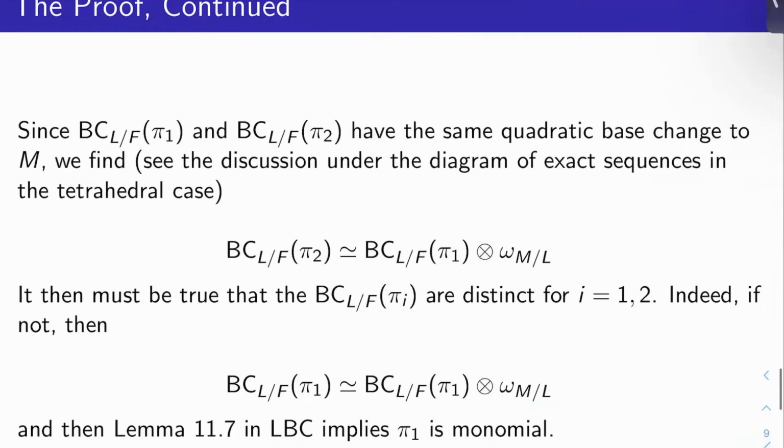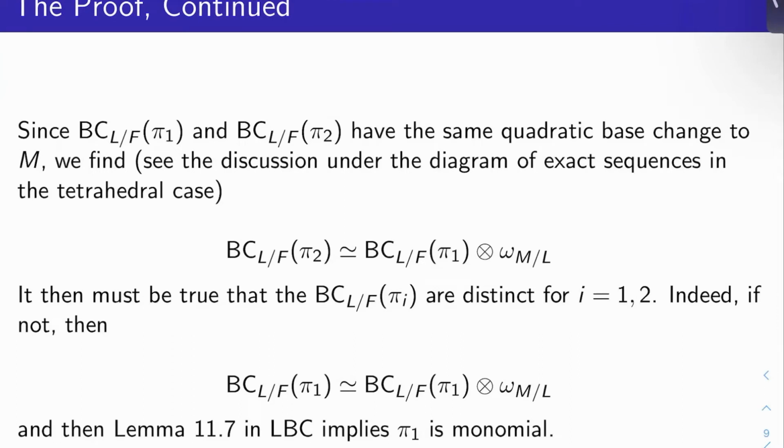Okay. Now, the base change from F to L of pi 1 and the base change from F to L of pi 2 have the same quadratic base change to M. We talked about that above, right? And so we find, by the discussion under the diagram of exact sequence in the tetrahedral case, that the base change from F to L of pi 2 is isomorphic to the base change from F to L of pi 1 tensor some twist omega of M over L.